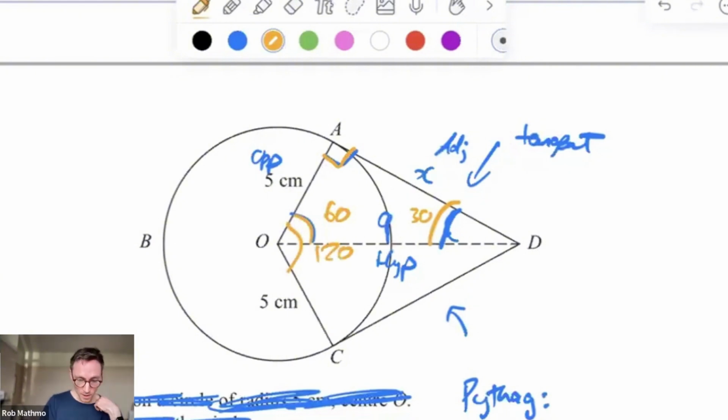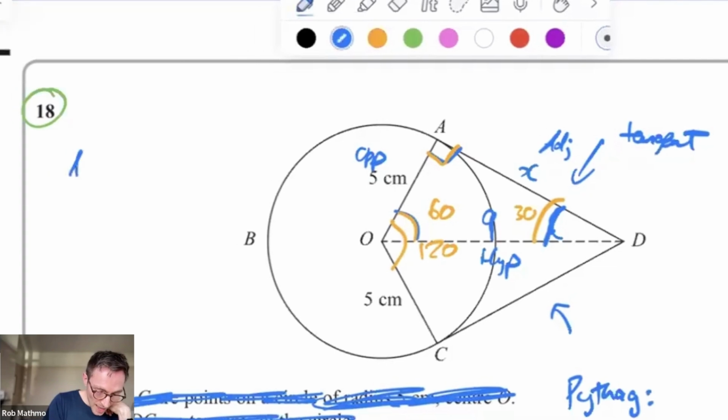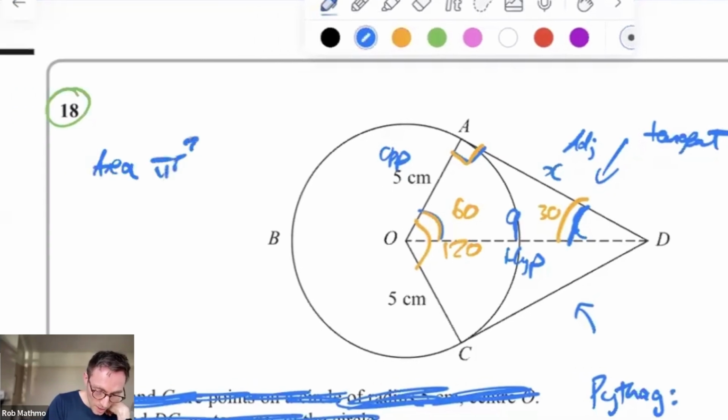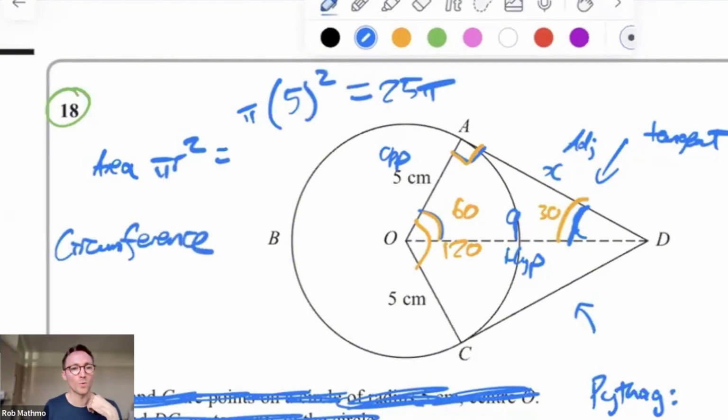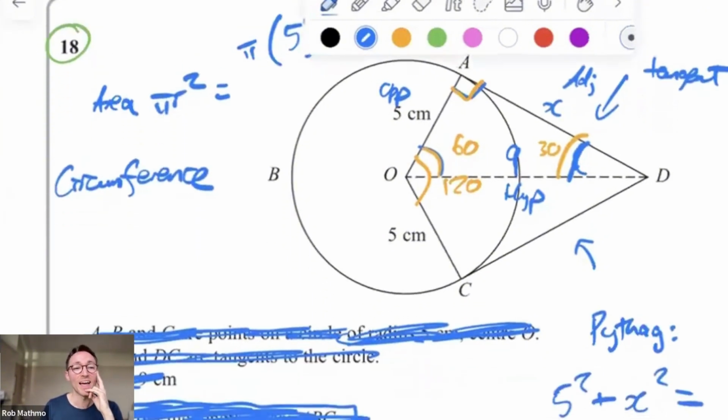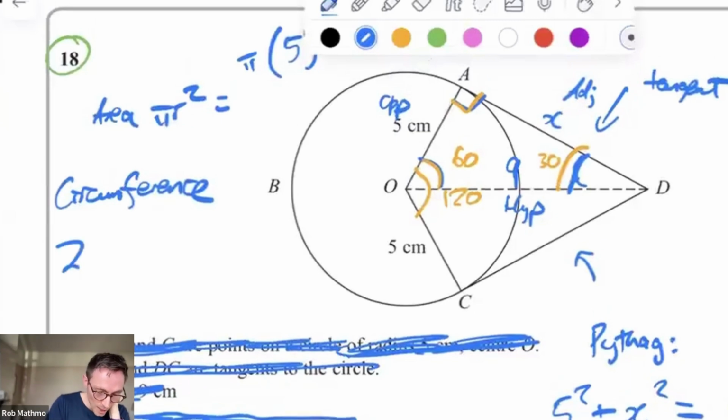What else could we do? Right, in a circle, I know that the area of a circle is pi r squared. So this is pi times the radius squared, which, type that into your calculator, you get 25 pi. I also know the circumference. I'm so sorry about my writing today. I think it's me trying out working on this iPad. Anyway, the circumference is 2 pi r.